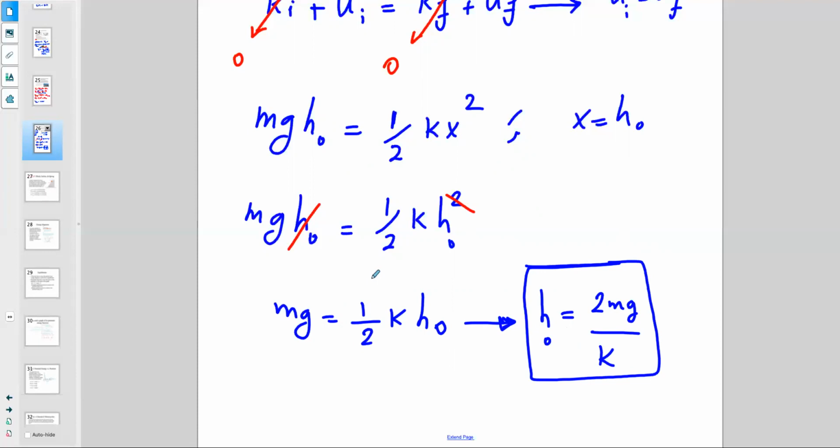So that is the value that you have. Now you can put in all the numbers. We have m to be 0.2 kilograms and k to be 28. So you can substitute the numbers and find the value that you're looking for.